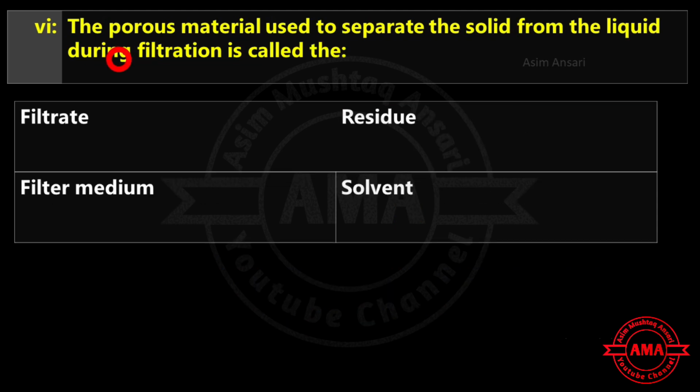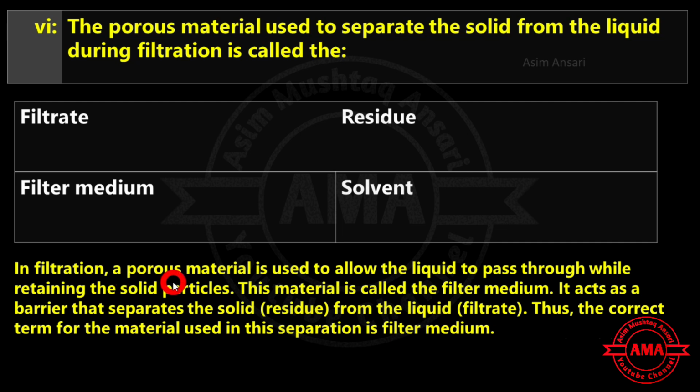Next is: The porous material used to separate the solid from the liquid during filtration is called the filtrate, residue, filter medium or solvent. There, in filtration, a porous material is used to allow liquid to pass through while retaining the solid particles. This material is called the filter medium. It acts as a barrier that separates the solid from the liquid. Thus, the correct term for the material used in this separation is filter medium.